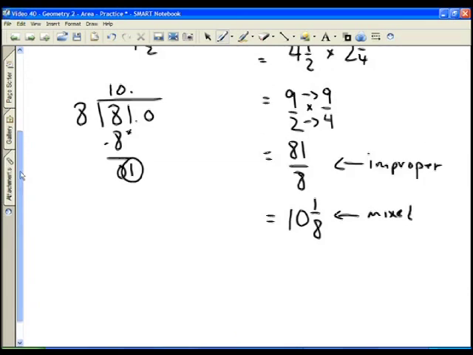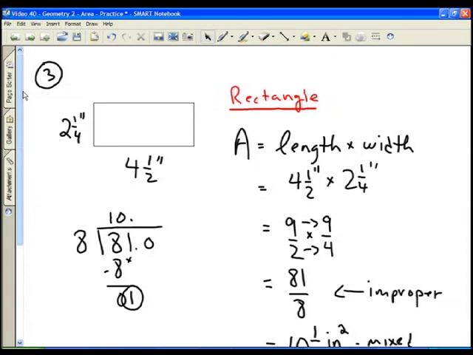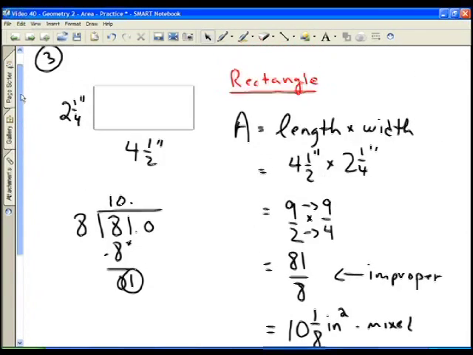And we need to add our units here, and we are in inches. This is an area measurement, so it'll be inches squared. Again, the squared because we have 2 dimensions here, length and width. So that should give you some good practice with calculating area.